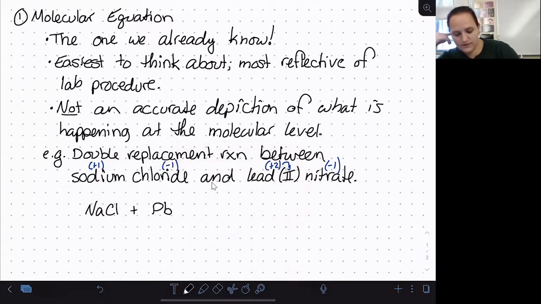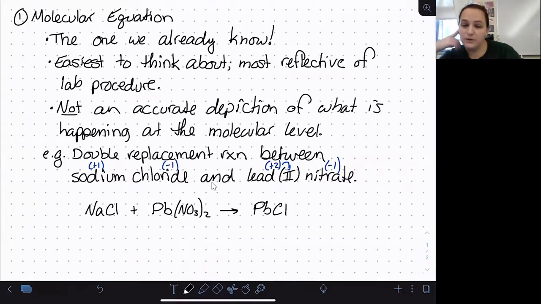So since lead is +2 and nitrate is -1, we'll need 2 nitrate ions for every 1 lead. So when these undergo a double replacement, our ions swap partners. Lead and sodium trade places, and we'll end up with lead combined with chloride, but that lead still has a +2, and chloride is -1, so we need 2 chloride ions for every lead, and then we will have sodium paired with nitrate. Sodium is +1, nitrate is -1, so those will combine in a 1-to-1 ratio.